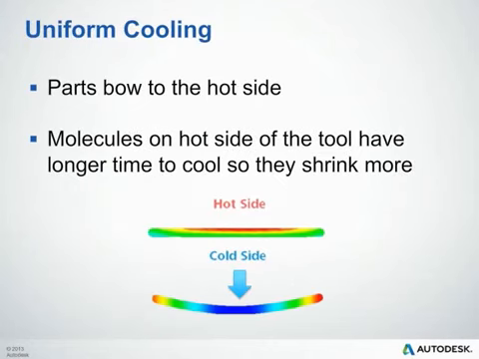We'd also like to strive for uniform cooling in your parts. When cooling a part, the mold surface temperature should be uniform on both sides of this part. When the temperatures are not uniform, the molecules on the hot side have a longer time to cool, so they shrink more than on the cooler side. This essentially creates a tensile force on that warm side and makes your part bow towards the hot side of the part, as shown in this image below.